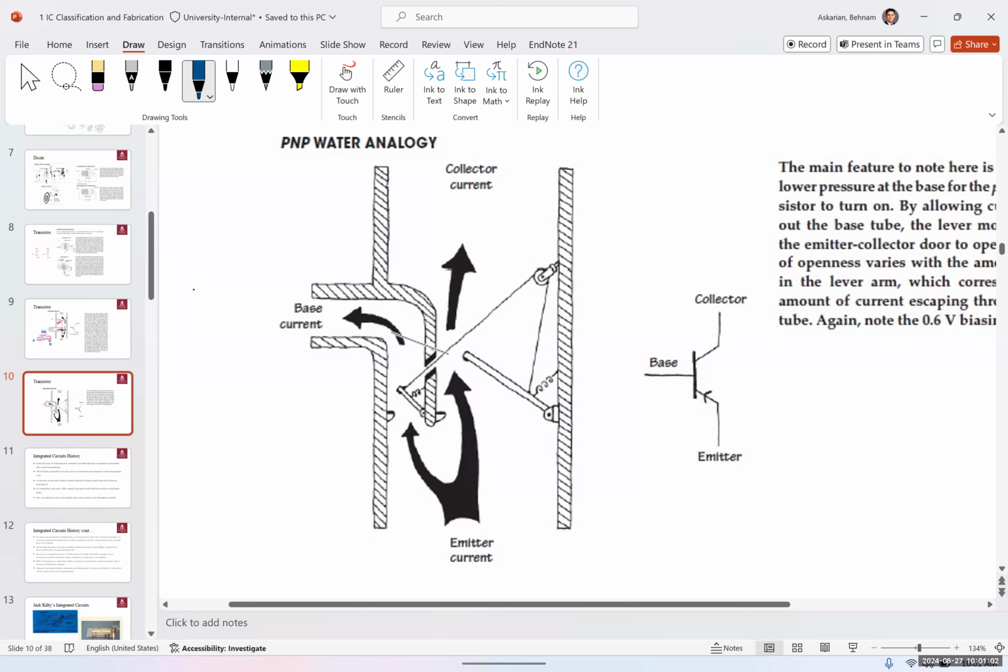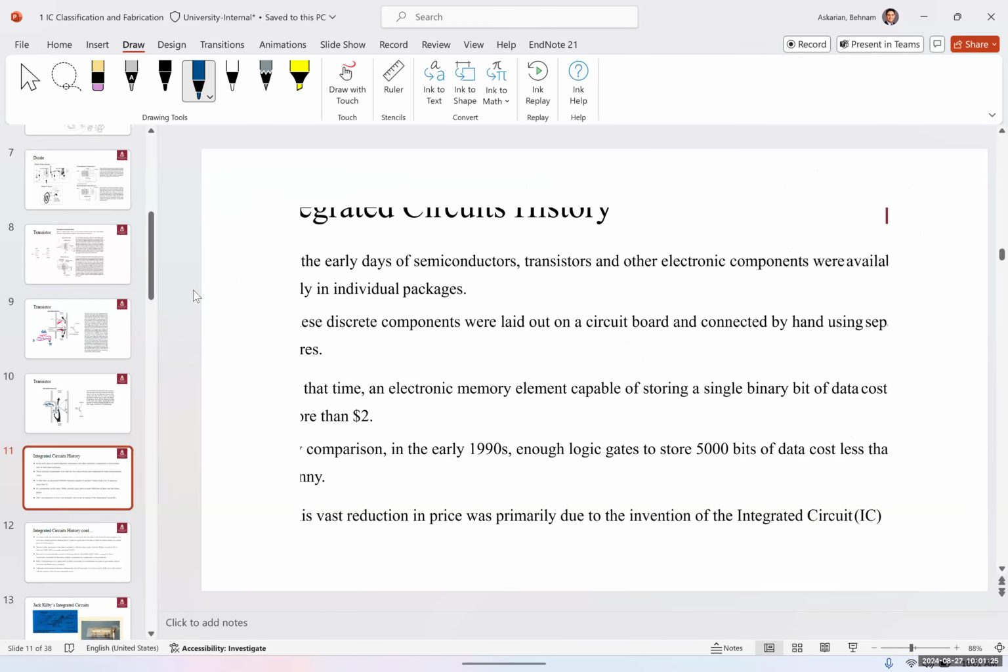In the previous one, we saw that we give the current to the base. In this one, the current is coming out of the base, or we're taking the current. So if you have current coming this way, it's going to open this valve, and it's going to open this one, and the water is going to go to the collector, or the source in the other case.